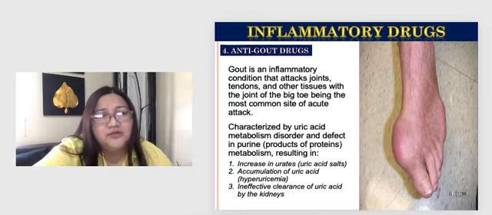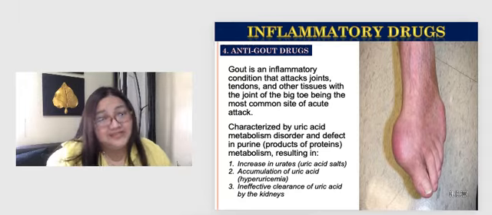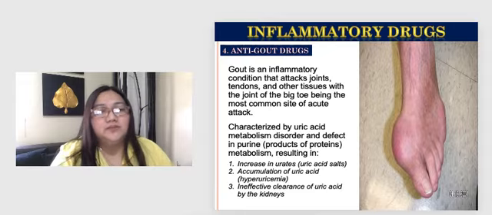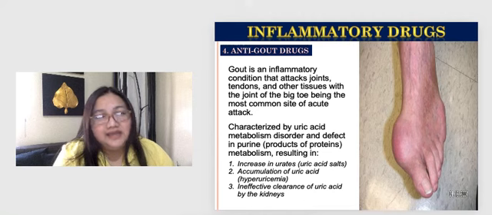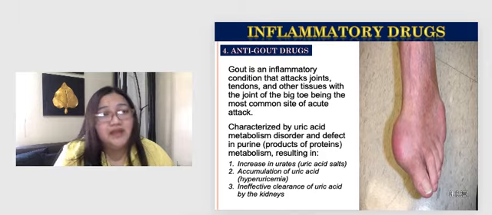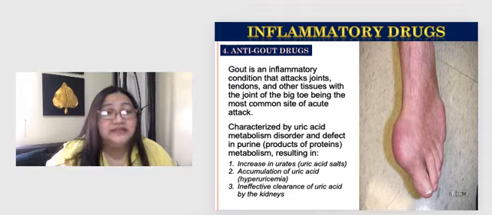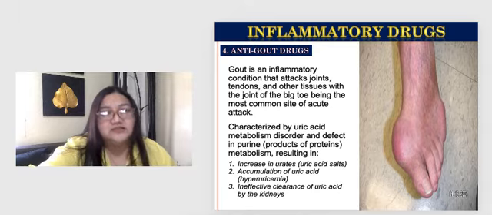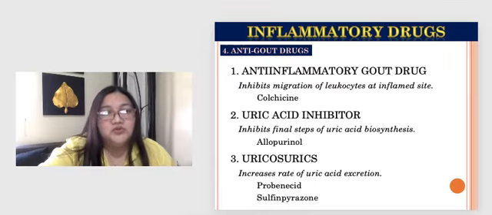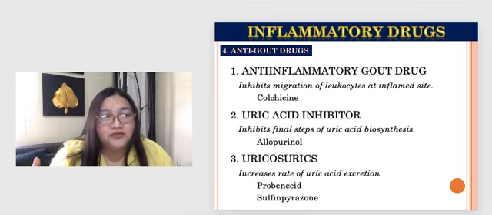So dito nga kay gout, dahil sa pagtaas ng uric acid, kasi hindi ma-metabolize yung purine as a product of protein. Dahil dyan, tumataas yung urates, yun yung uric acid salts, nag-accumulate siya, hyperuricemia, sa dugo. And nagkakaroon ng ineffective clearance ng kidneys. Okay? Anyway, you will further discuss this sa med-surg topics nyo. So again, ang goal natin dito, yung gamot for the inflammation. So ano yung mga gamot for gout?